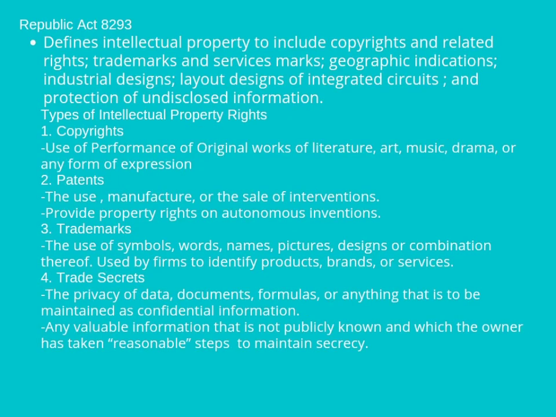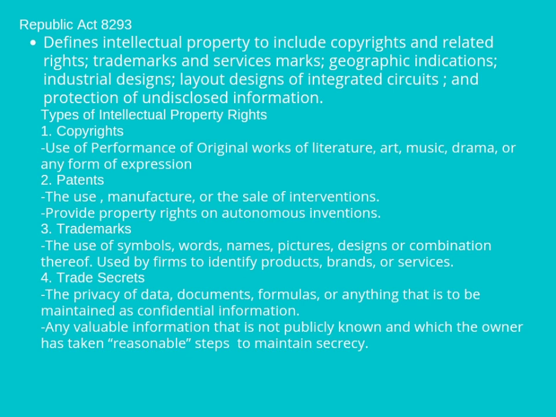And next, let's talk about Republic Act 8293. It defines intellectual property to include copyrights and related rights, trademarks and service marks, geographic indications, industrial designs, layout designs of integrated circuits, and protection of undisclosed information. So here are the types of intellectual property rights.